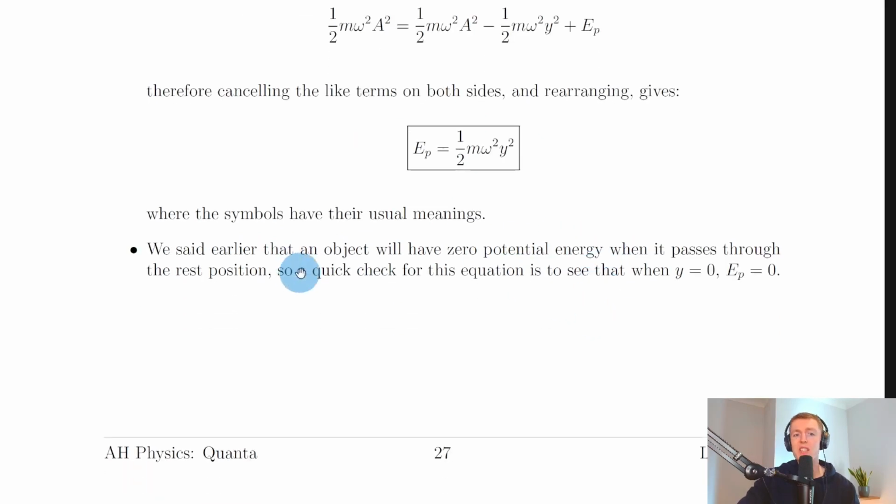Lastly, it says we said earlier that an object will have zero potential energy when it passes through the rest position, so a quick check for this equation is to see that when y equals 0, EP equals 0, i.e. at the equilibrium position or rest position y equals 0, if we sub in y equals 0 here, the whole thing just becomes 0. So this expression confirms that the potential energy should be 0 when y equals 0 at the equilibrium position. And just remember, you don't need to be able to derive this, you just need to be able to use the equation in questions.